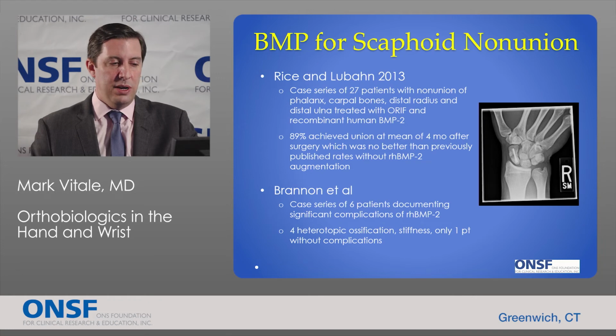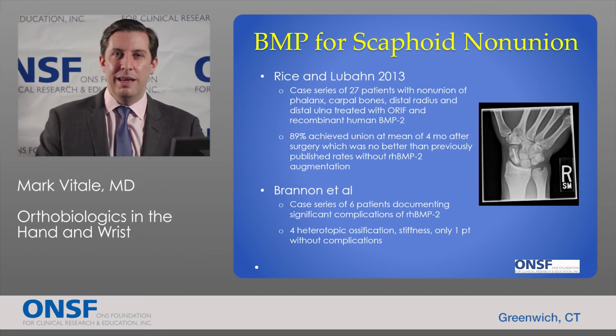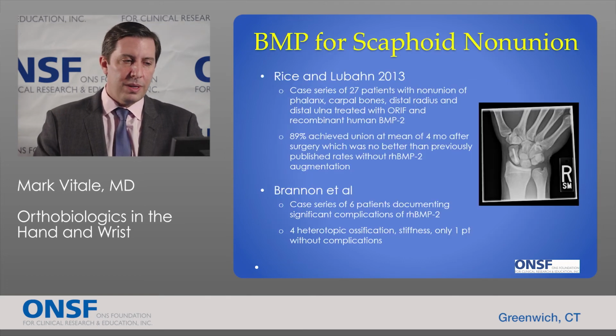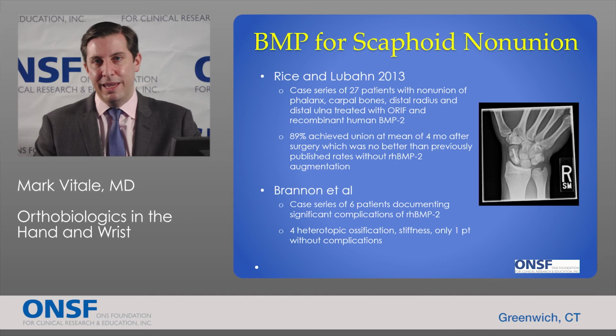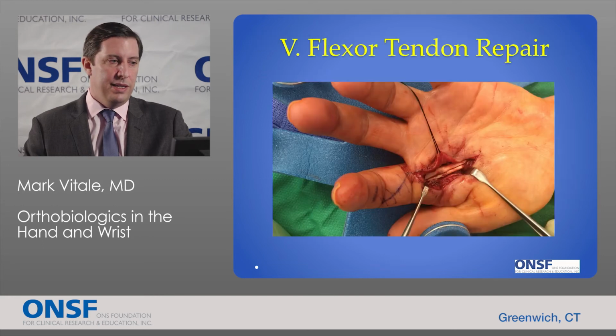Also, another case series by Brannon et al. looked at 6 patients with BMP2, and there were significant complications in the patients receiving BMP2, including extra bone formation, stiffness, and other complications. Only 1 out of the 6 patients did not have a complication attributed to BMP2. So is there a role for BMP in scaphoid non-unions? Maybe BMP7, probably not BMP2, and more data is needed.